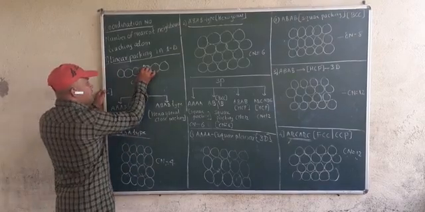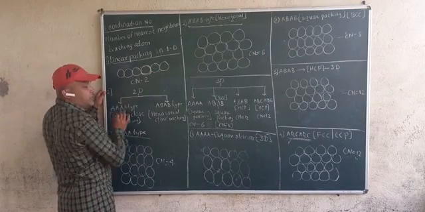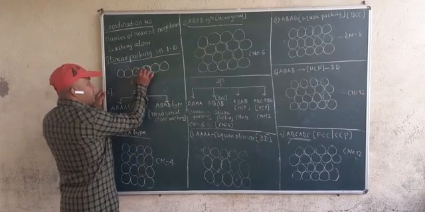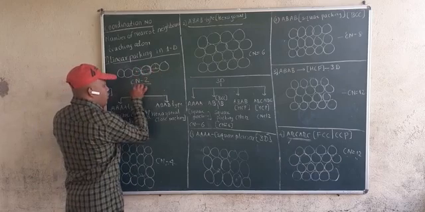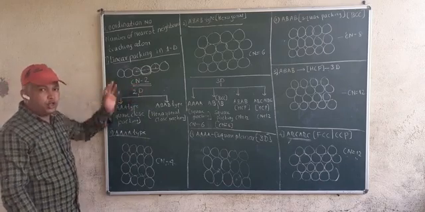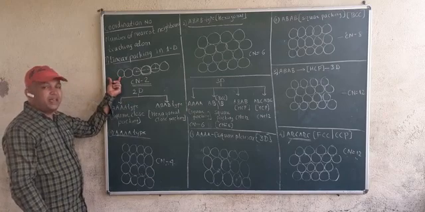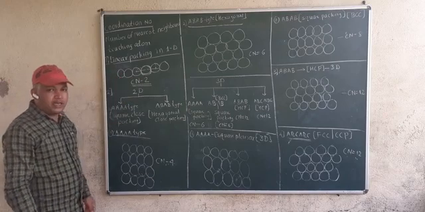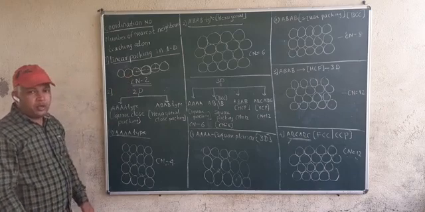Now if you see, this circle is touching two circles. So your nearest neighbor is this and this. So coordination number of linear packing in one dimension is 2. Only leaving the side circles, all other circles are touching two other circles. So coordination number is 2.